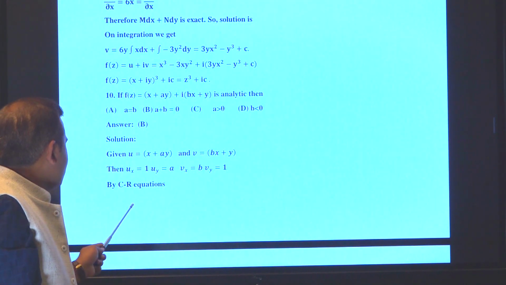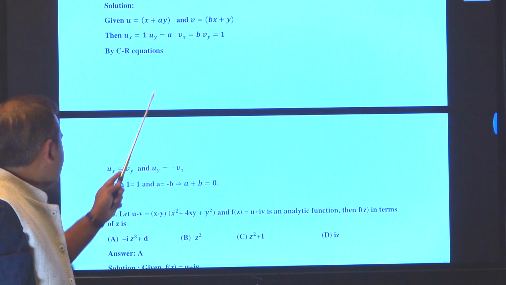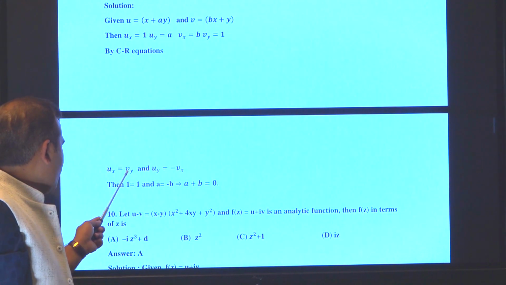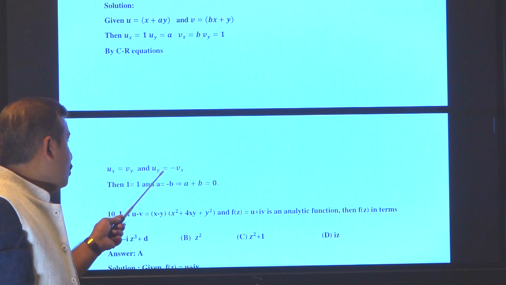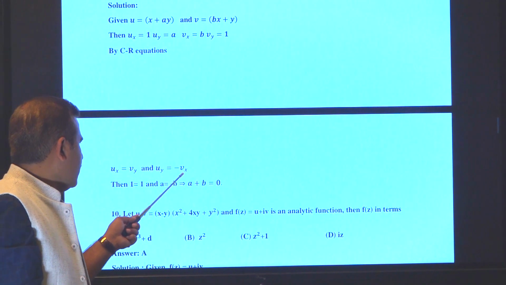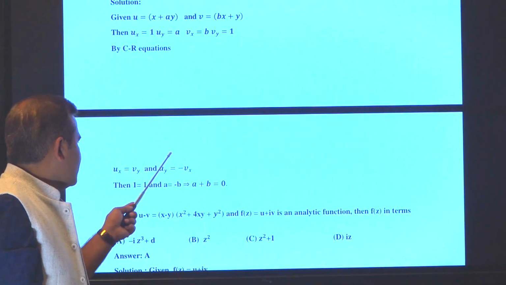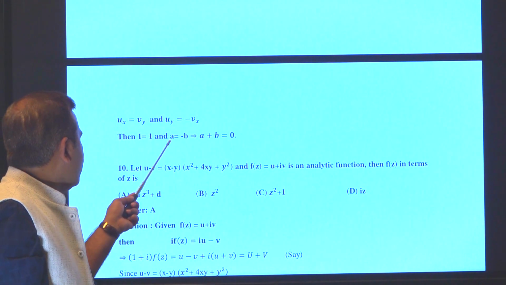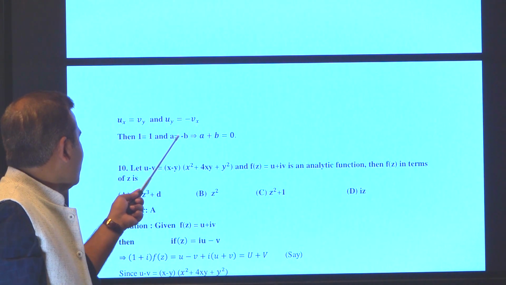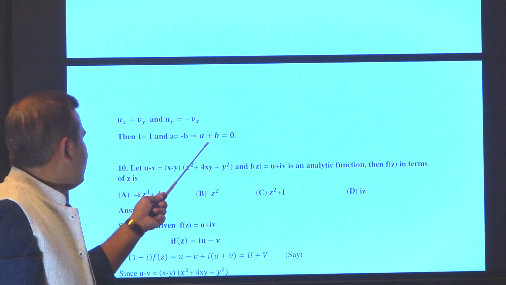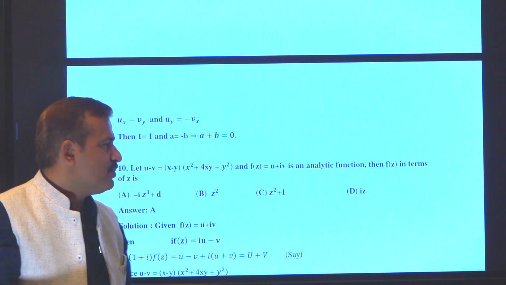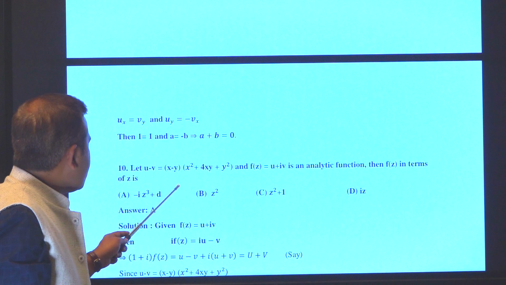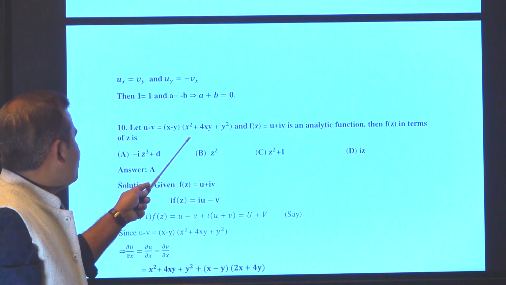So by the CR equation we conclude here, del u upon del x equal to del v upon del y, and del u upon del y equal to minus del v upon del x. So this is the CR equation format. So here 1 equal to 1, and here a equal to minus b, because this is the value of a, this is the value of minus b. So we will find this result: a plus b equal to 0.